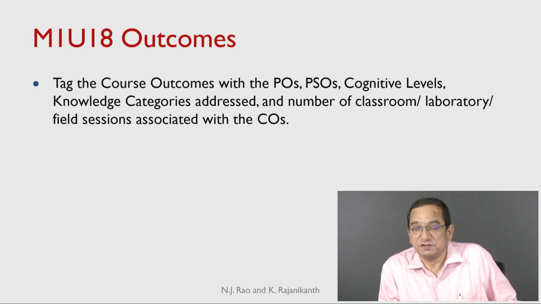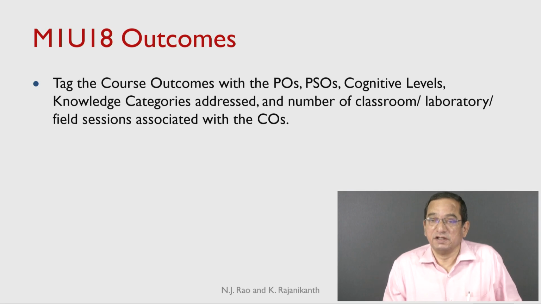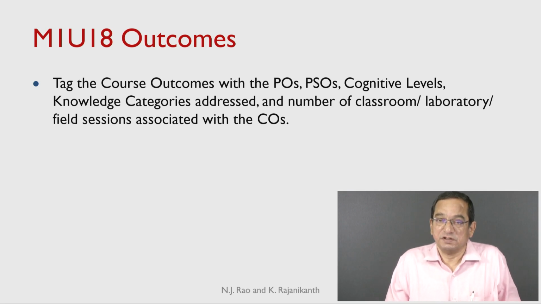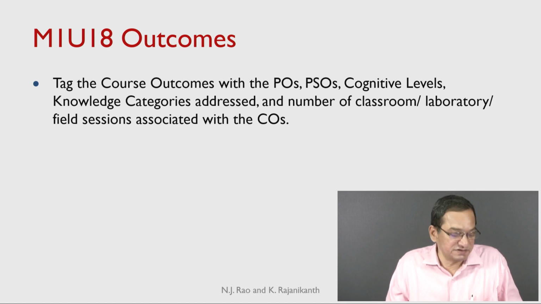In this unit, we'll look at tagging the course outcomes with the POs, program outcomes, PSOs, program specific outcomes, cognitive levels, knowledge categories addressed, and the number of classroom, laboratory, and field sessions associated with the COs. We will also look at the rationale of why we need to tag the outcome statements with these elements.